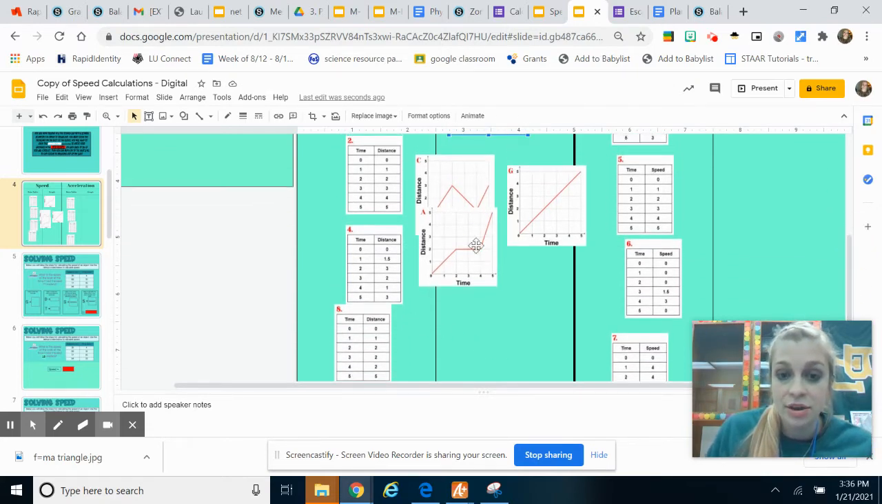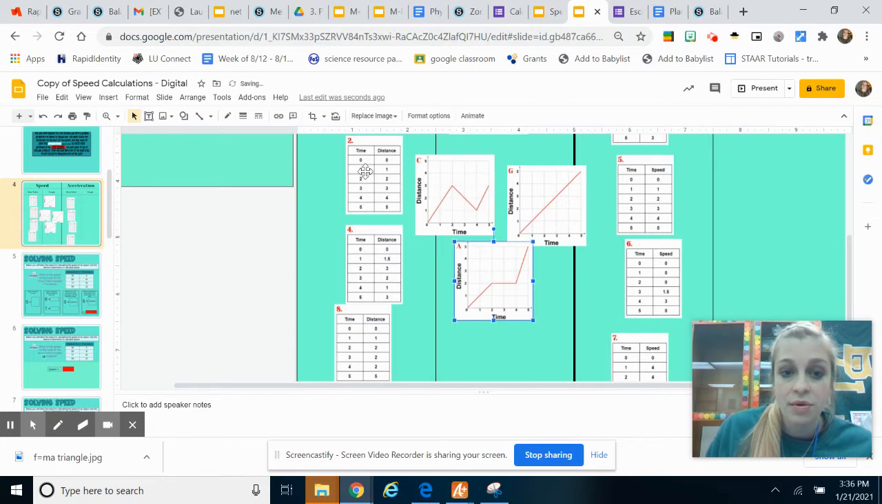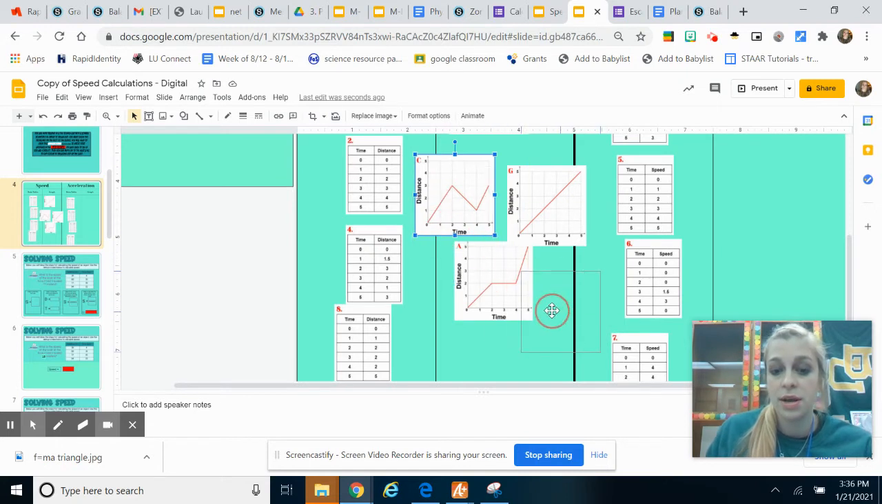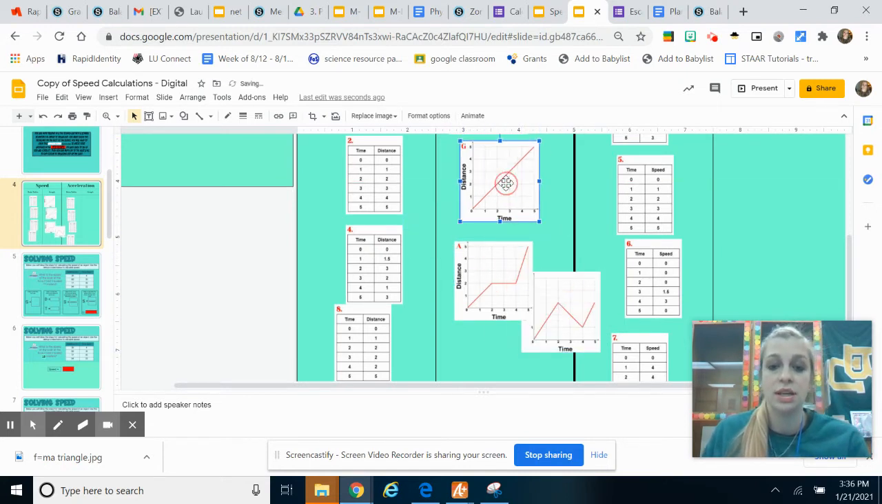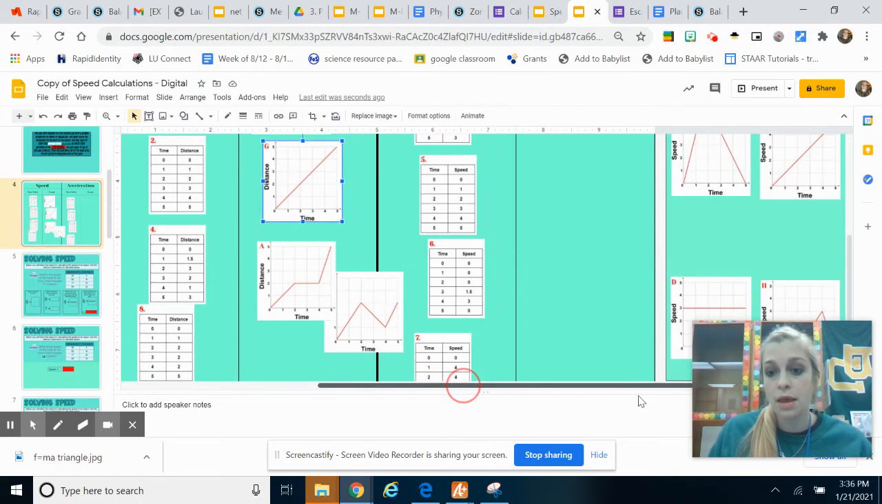So let's do another one together. 0, 0, 1, 1, 2, 2, 3, 3, 4, 4, 5, 5. Okay, so I can see that this graph is 1, 1, 2, 2, 3, 3, 4, 4, 5, 5. So that automatically tells me that G goes with number 2. All right, so I'm going to leave these two for y'all to do on your own. And I'm going to move over here.